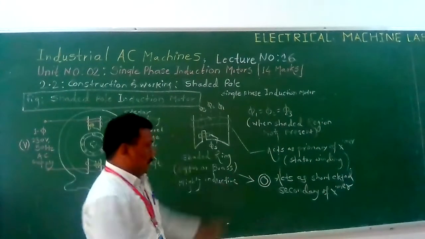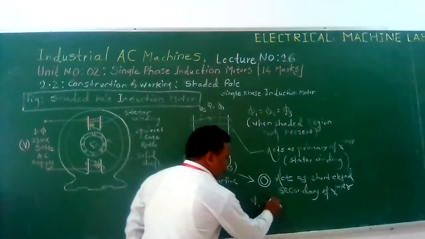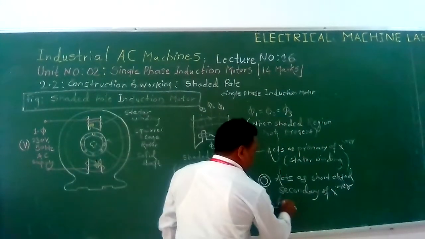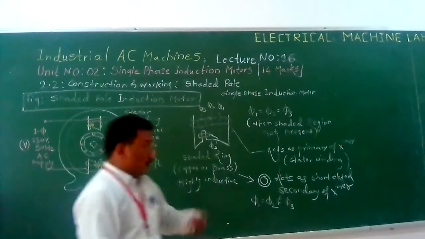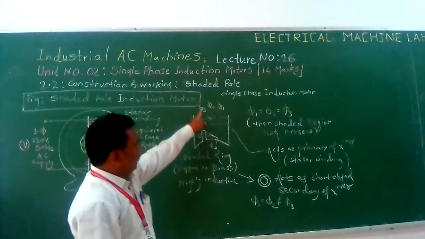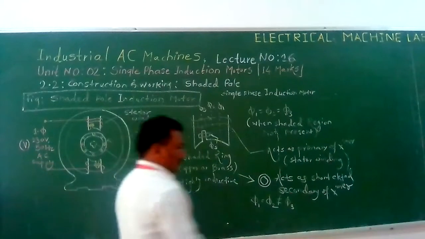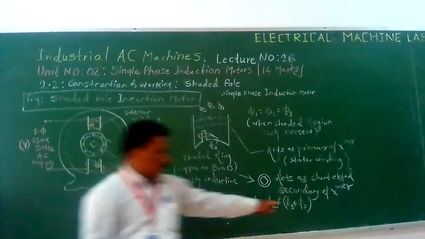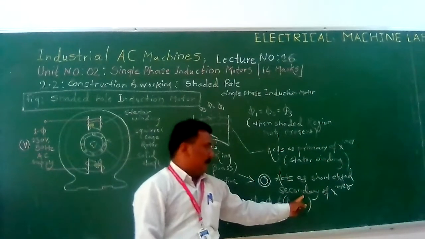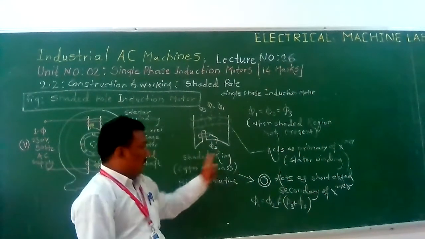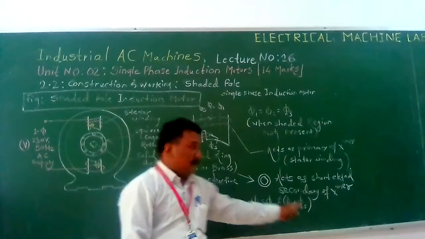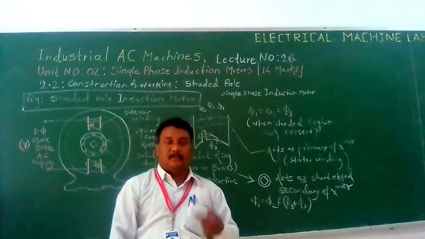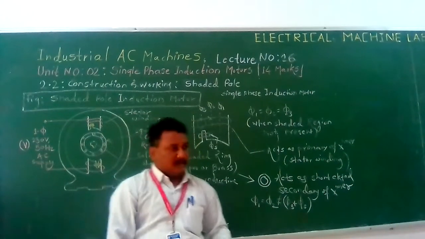Now flux phi 1 is equal to flux phi 2, but here it is not equal to phi 3, because now phi 3 is the addition of phi 3 plus phi s. The additional flux due to the short circuited shaded ring is added here, and in this region the magnetic flux will be boosted, meaning increased.